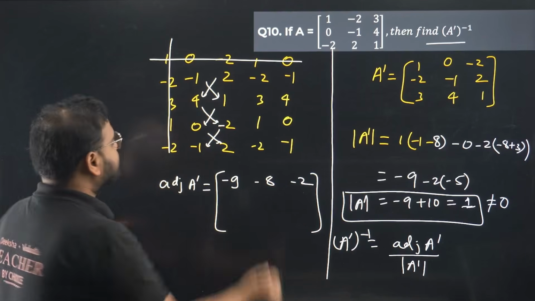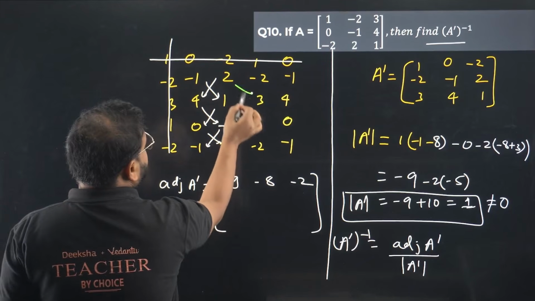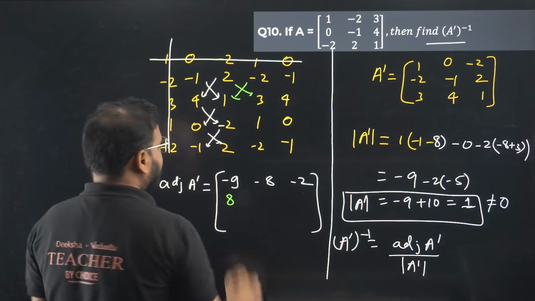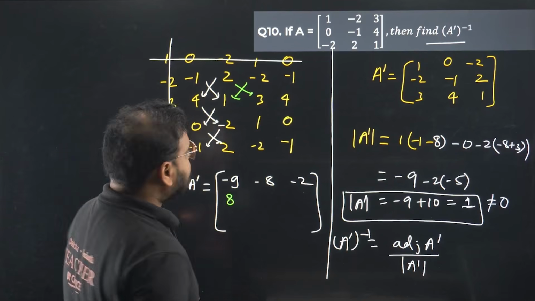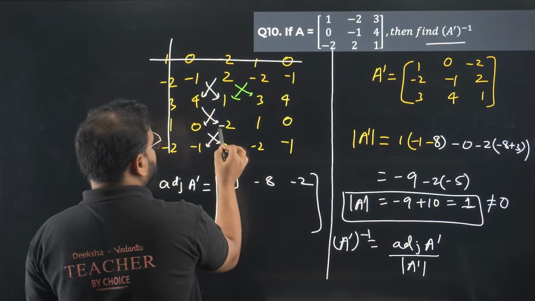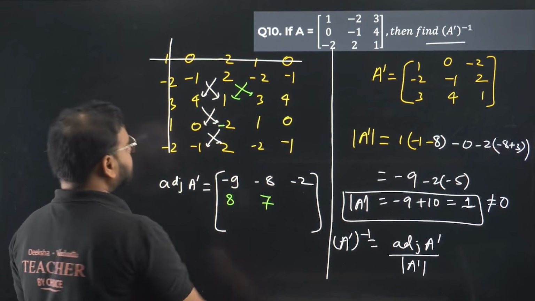Same way I'm going to do from here. Have a look. 6 plus 2, how much is that? 8. 6 plus 2 is 8. And we have 1 minus, so plus 6. We have minus 2 over here. So 1 plus 6 will become 7.